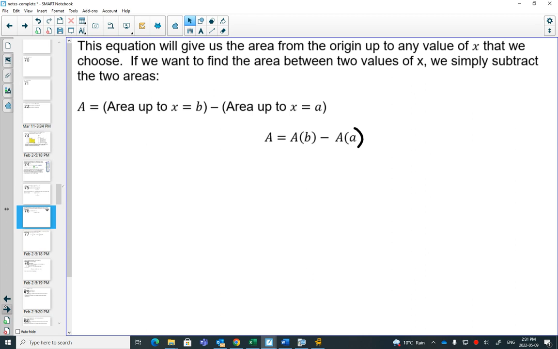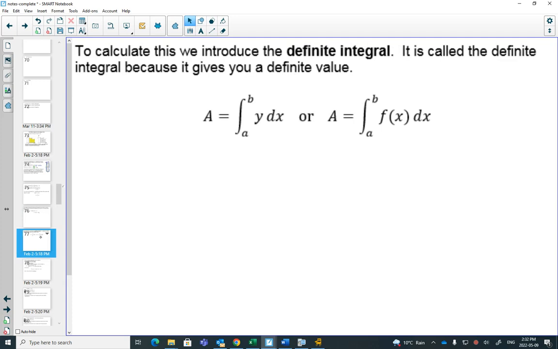So this equation will give us the area up to any value of x that we choose. If we want to find the area between two values of x, like we had in that area from b, and then you subtract the area up to a, you'll get the area in between a and b.